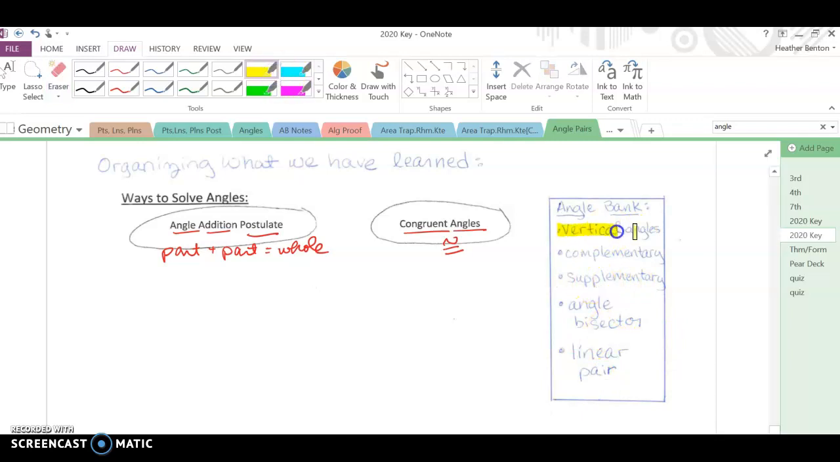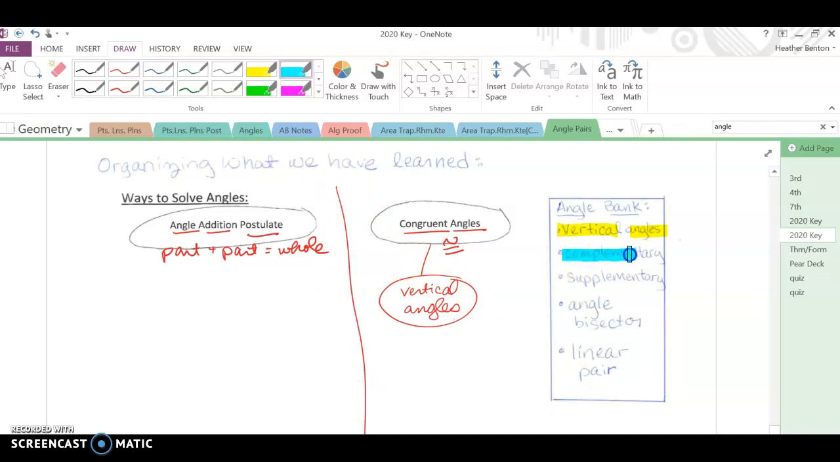For example, vertical angles. Are they generally two angles that are adding to a whole, or are they generally two angles that are congruent? And so I would put them in the congruent category. So we can kind of split these into two different categories.